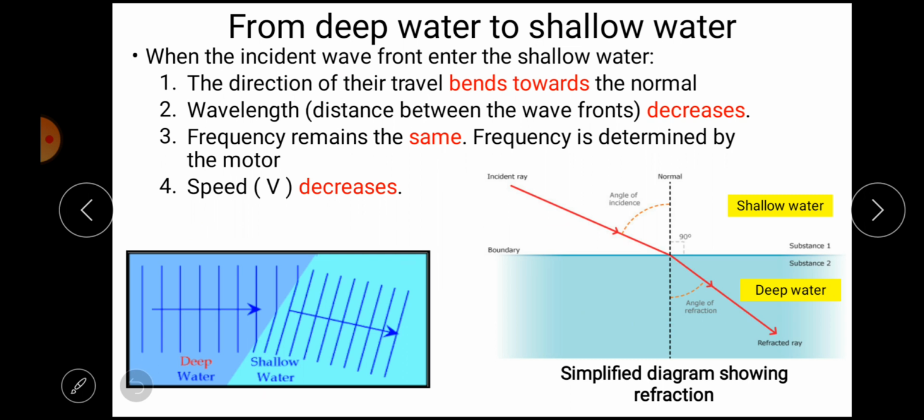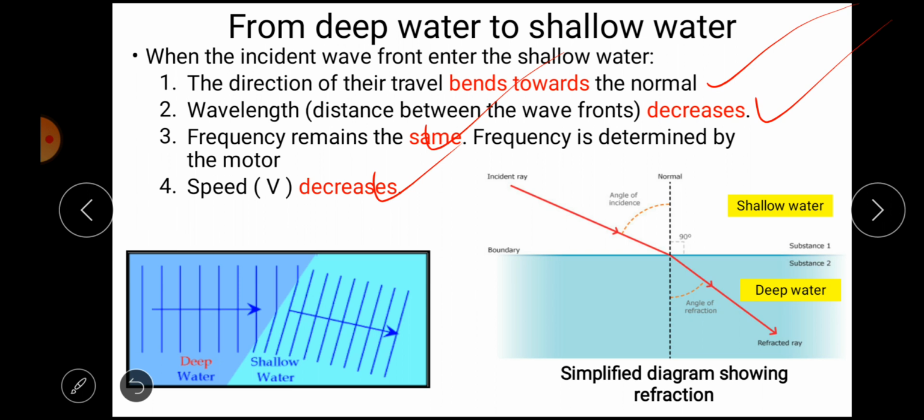So this is an example. When the incident wave front entered the shallow water, these are the things that happen. The direction of their travel bends towards the normal. So that's number 1. Number 2, the wavelength, which is the distance between two wavefronts, is going to decrease. And then frequency remains the same. As we have said, speed decreases. So you should be able to tell this.